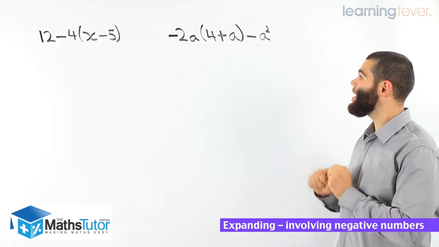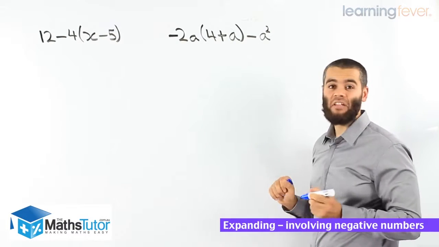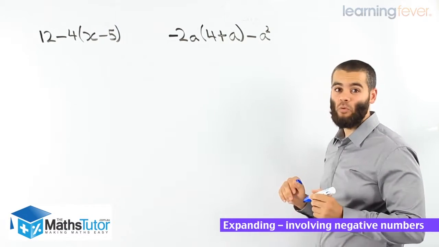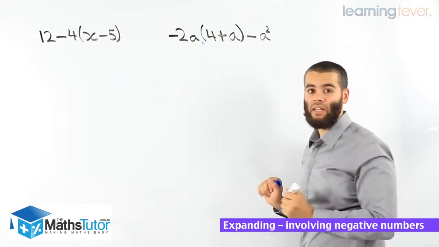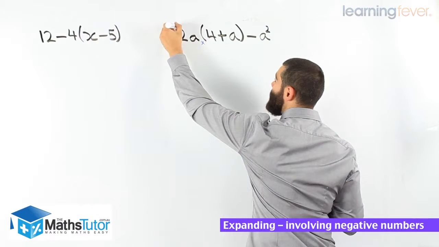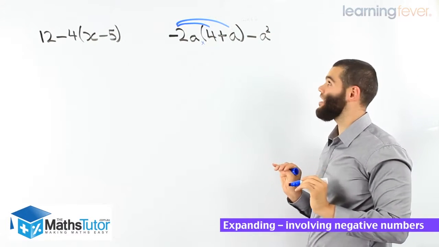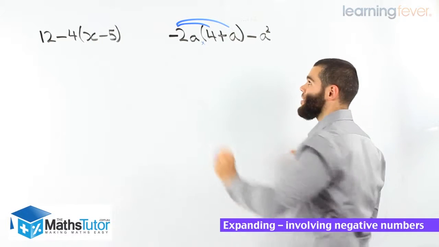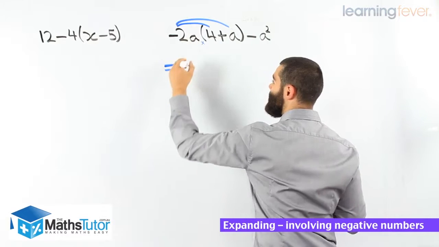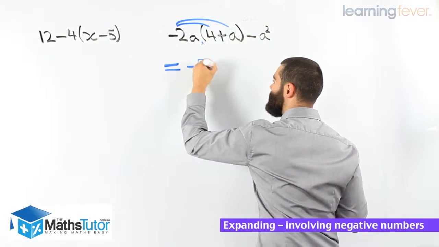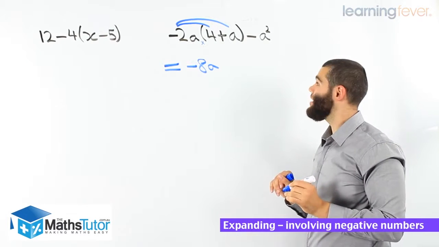Okay, we have negative 2a, open bracket, 4 plus a, close bracket, minus a squared. Well, we know there's a multiplication. We need to expand first. So negative 2a times everything inside the bracket, only inside the bracket. Be careful of that. Negative 2a times 4 is negative 8a.